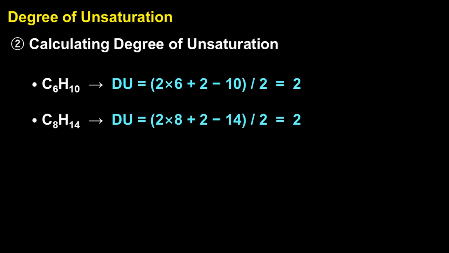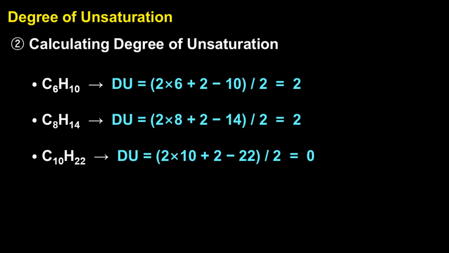Now let's look at C8H14. We'll plug it into the same formula. DU equals 2 times 8 plus 2 minus 14, divided by 2, which gives us 2. Again, we get a DU of 2. Even though it has more atoms, the total number of rings and pi bonds stays the same, 2.